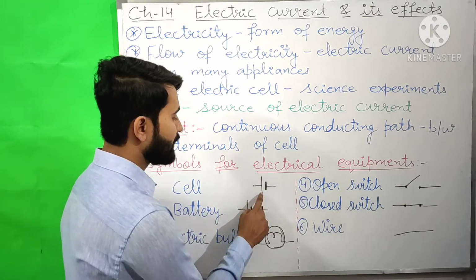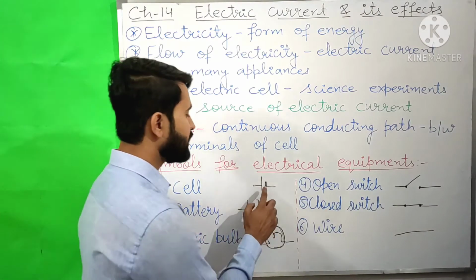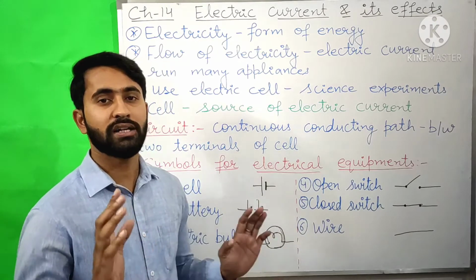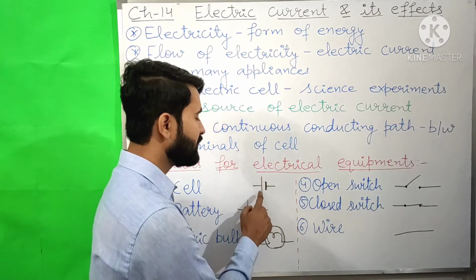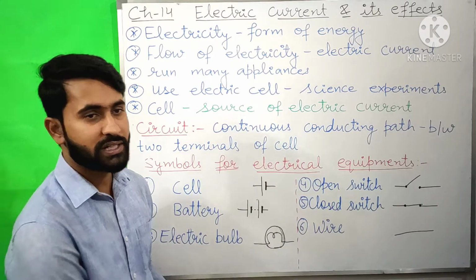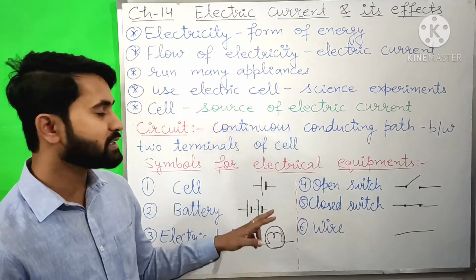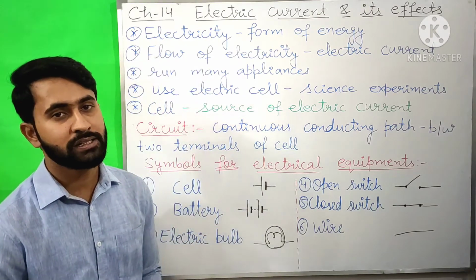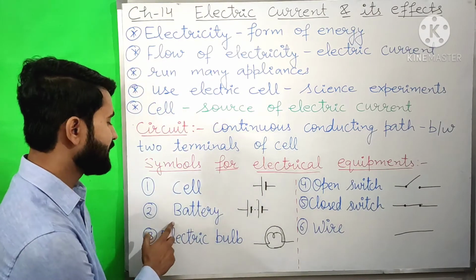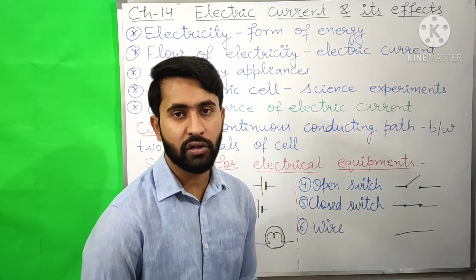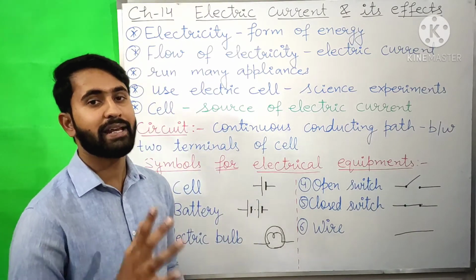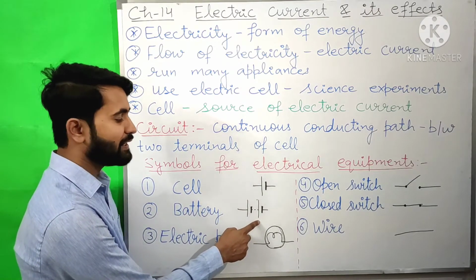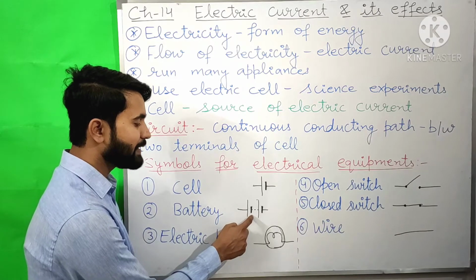One is long and thin and the other one is thick and short, and they have horizontal lines attached on the sides. The long and thin line shows the positive terminal of the cell, whereas the thick and short line shows the negative terminal of the cell. The next is battery. A battery is a combination of two or more cells. In a battery, the positive terminal of one cell is connected with the negative terminal of the next cell.